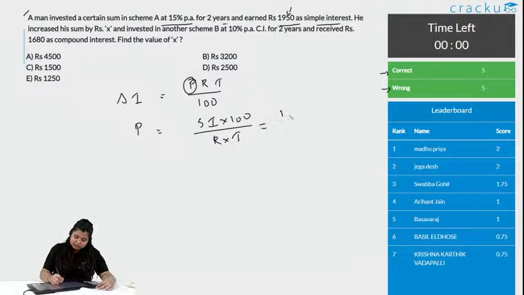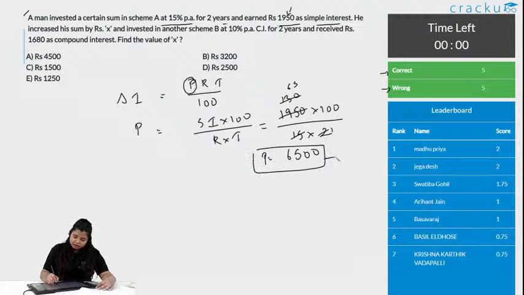Okay, so can I say this is 1950 into 100 divided by rate 15, time 2. So 15 into 1 is 15, 13, and so it is 6500, the principal that he invested for simple interest. Remember, this is the principal for simple interest. The next part of the question says he increases his sum by rupees X and invested in another scheme B at 10% per annum compound interest for 2 years.